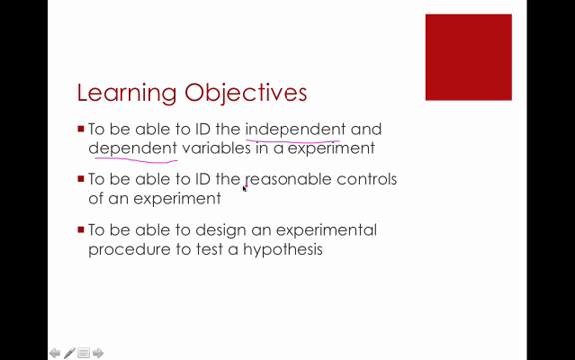Secondly, we're going to be talking about controls in your experiment. Controls, in short, are anything that aren't your independent and dependent variable, and we'll talk about what those are and why they're important to pay attention to. And then finally, the goal is to take all that stuff and put it together and be able to design an experimental procedure to test a specific hypothesis. As your hypothesis changes, the experiment changes as well.